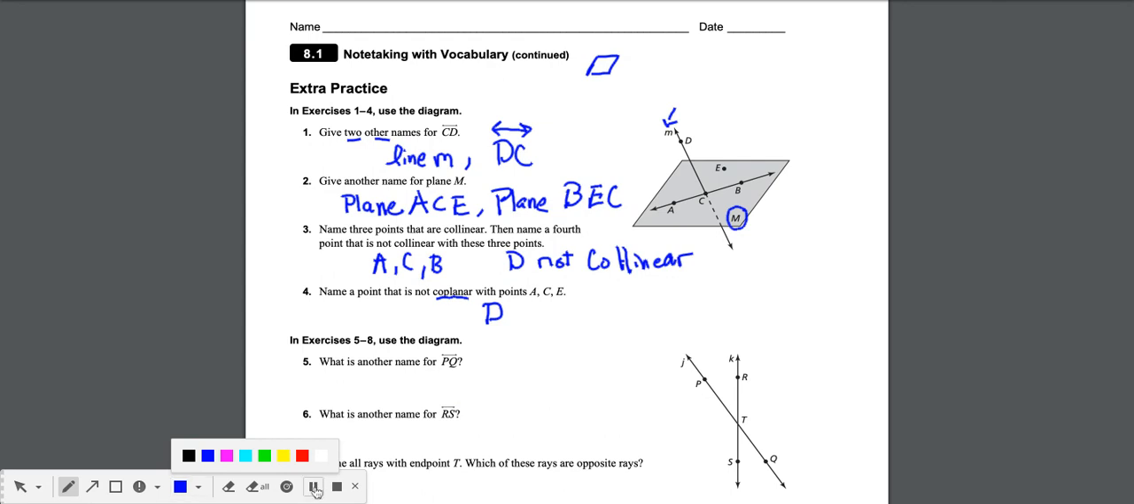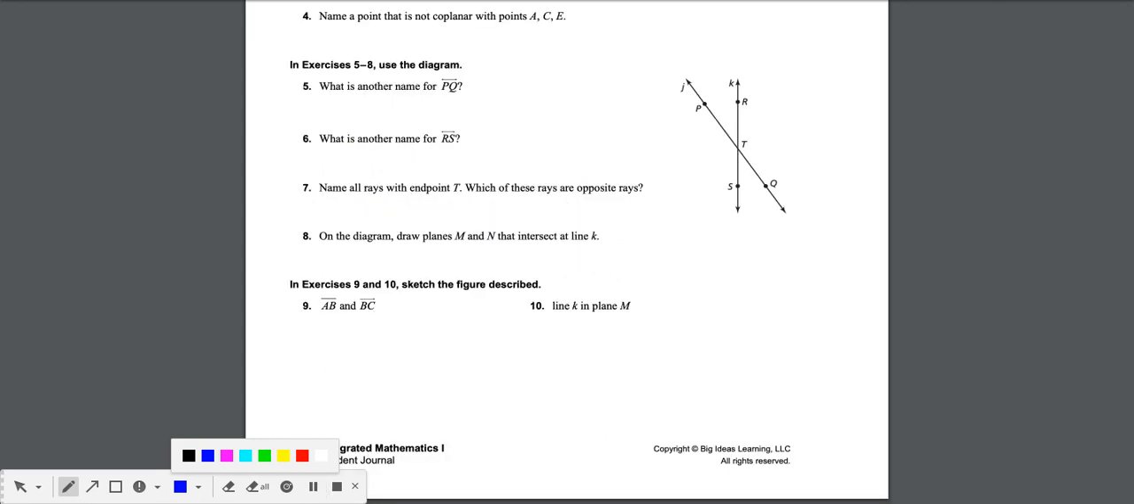Let's go ahead and scroll down. We'll look at 5, 6, and 7 here next. All right, check out number 5. It says, what is another name for PQ? So now we're looking at a new diagram over here, and it is PQ. It's a line, not a line segment, and we just want another name for it.